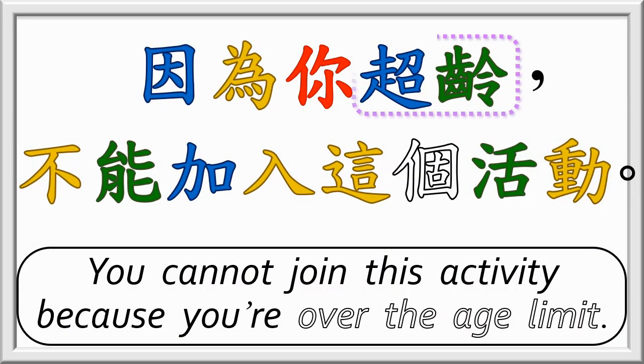Remember that adding 化 to a noun or adjective indicates a process, akin to English IZE or IFY. To exceed an age limit is 超龄, an obvious abbreviation of 超过年龄. 因为你超龄，不能加入这个活动. You cannot join this activity because you're over the age limit.